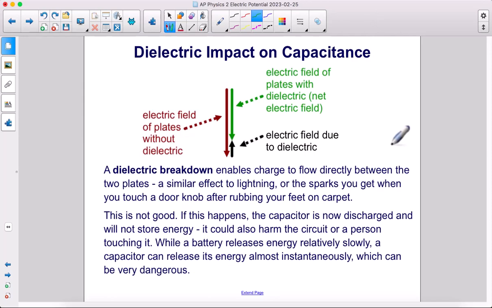A dielectric breakdown enables charge to flow directly between the two plates, a similar effect to lightning, or the sparks you get when you touch a doorknob after rubbing your feet on carpet. This is not good. If this happens, the capacitor is now discharged and will not store energy. It can also harm the circuit or a person touching it. While a battery releases energy relatively slowly, a capacitor can release its energy almost instantaneously, which can be very dangerous.